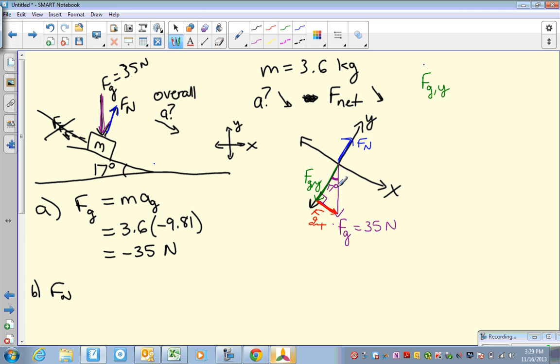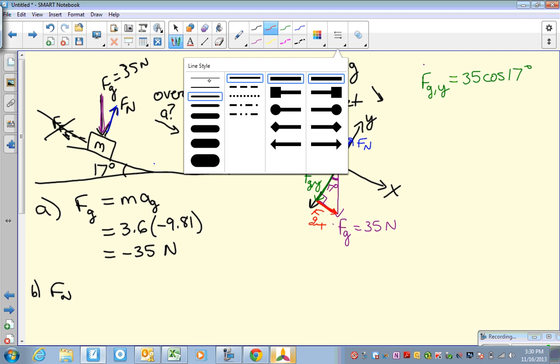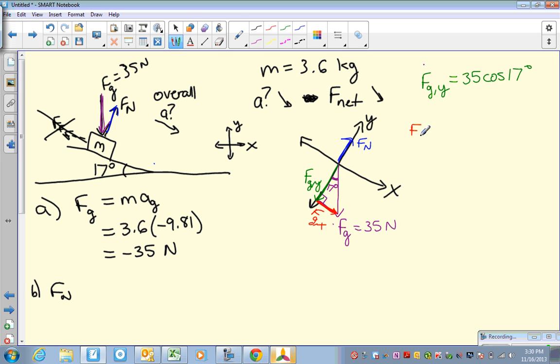That side is adjacent, it's next to the 17-degree angle. So I'm not going to use sine for y like we've been accustomed to. Use your triangle. It's the adjacent side, so we're going to use cosine. So FGY will be 35 cosine of 17. And FGX, since it is the opposite side, will be 35 sine of 17.